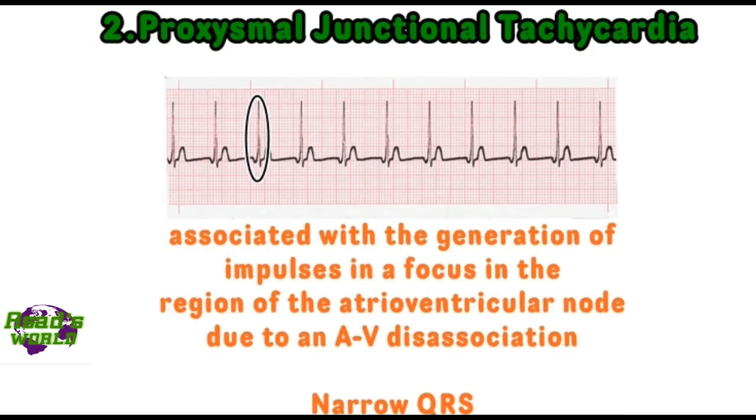Now let's talk about paroxysmal junctional tachycardia. It is associated with the generation of impulses in a focus in the region of the AV node, and it is due to AV dissociation, and this will form a narrow QRS complex on your ECG graph.